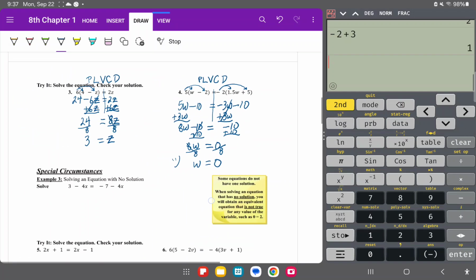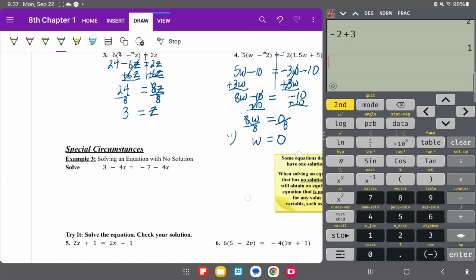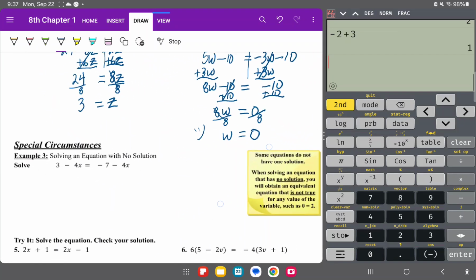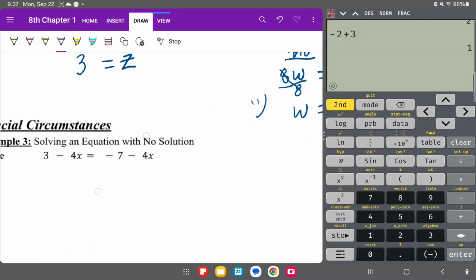Okay. Now, a couple of things that we have to do is look at a couple of cases where we have special circumstances. So you'll understand more about that once we do it. Okay, so let's just look at this. Let's approach it like we've been doing. Solving an equation with no solution. Underline the words no solution there.